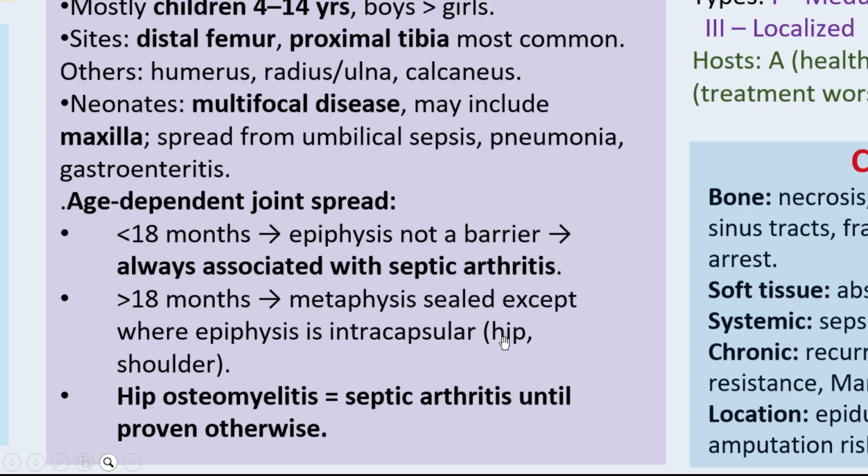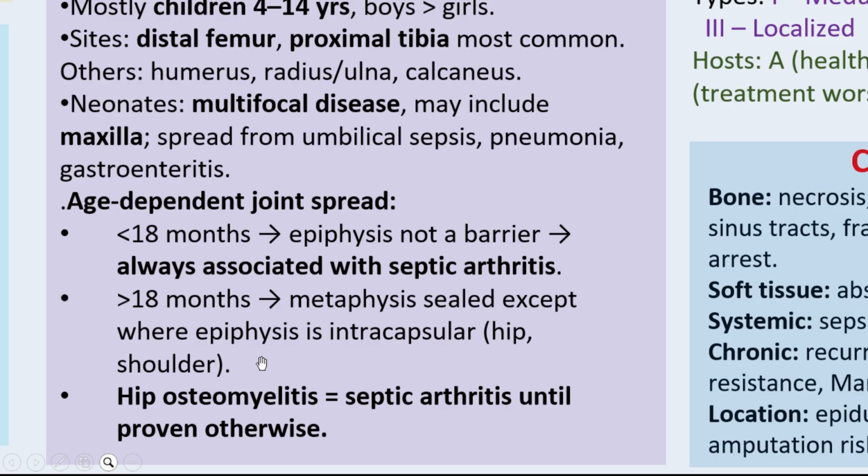So this means that when infection is spreading and the child is below 18 months, the infection is going to spread to the joint, so they will have a septic arthritis. But if the child is greater than 18 months, most of the time we do not have spread to the joint above.